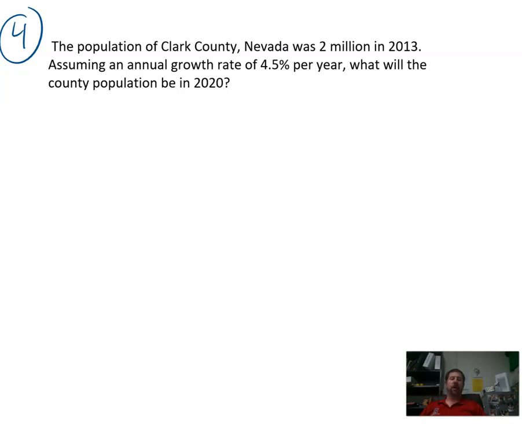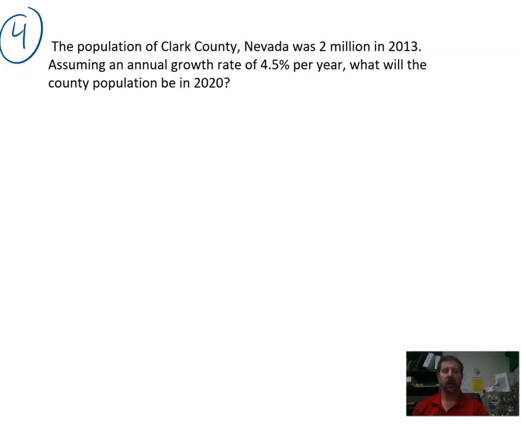All right, the rest of these questions now basically just become ones like we've seen in trig pre-calc, where we're going to use our continuous growth formula and be able to work out some populations or exponential growth of various things, decay of things, right? So here our example is the population of Clark County, Nevada was 2 million in 2013, right? Assuming an annual growth rate of 4.5% per year, what will the county population be in 2020?